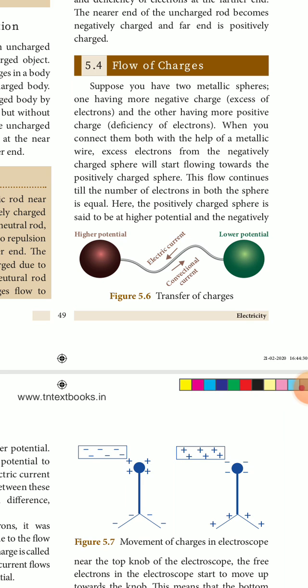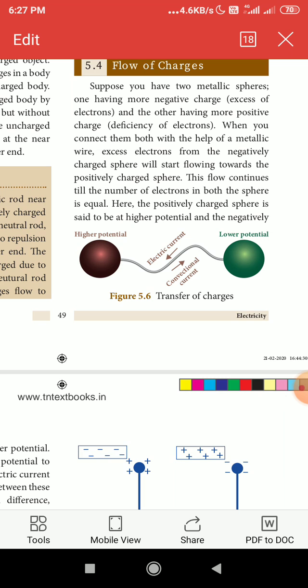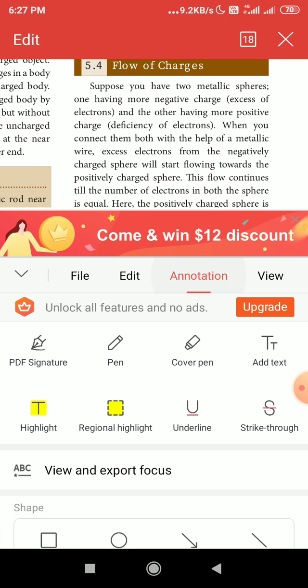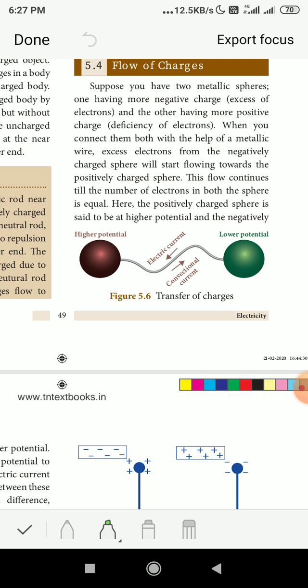It is flow of charges. Actually, what is flow of charges? It is nothing but the flow of electrons from one point to the other point, which is called the flow of charges. So until it attains stability, the charges or the electrons will keep flowing from one end to the other end.